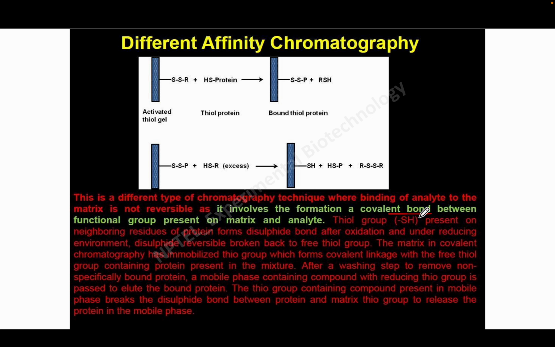The thiol group, that is SH, present on neighboring residues of a protein forms a disulfide bond after oxidation, and under a reducing environment the disulfide is reversibly broken back to free thiol groups. The matrix in covalent chromatography has immobilized thiol groups which form a covalent linkage with the free thiol group of the protein present in the mixture. After a washing step to remove non-specifically bound protein, a mobile phase containing a compound with a reducing thiol group is passed to elute the bound protein. The thiol compound in the mobile phase breaks the disulfide bond between the protein and the matrix thiol group to release the protein.